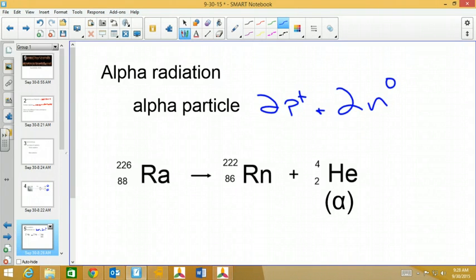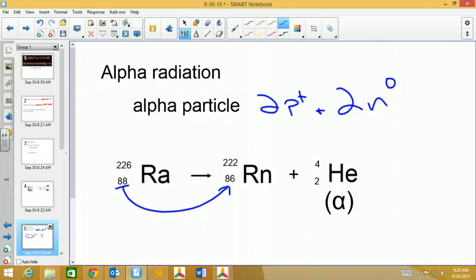Okay? So what happens is this radium is radioactive. It gives off radiation. And what happens is it turns from radium into radon. Right? That's Rn. It goes from 88 to 86. You see that? And how it does that is by giving off 2 of its protons and 2 of its neutrons.